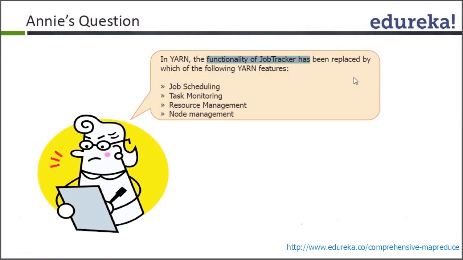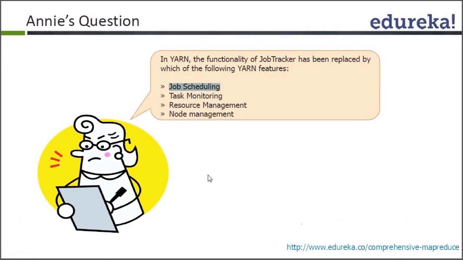So this is more of a checkbox. There are two things. The functionality of the job tracker has been done by two phases over here. It is basically the life cycle. Life cycle means the monitoring of the task, not the scheduling of the job. So one is resource management, that's for sure, most of you are correct. And the second one is your task monitoring.